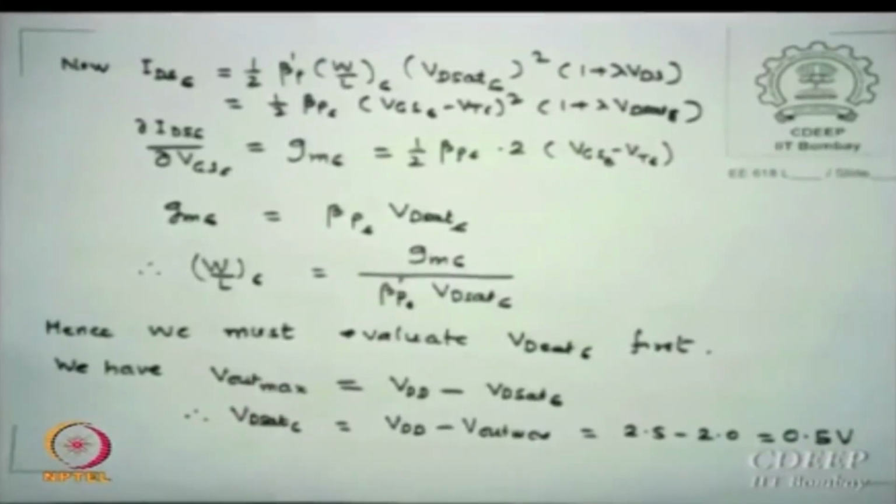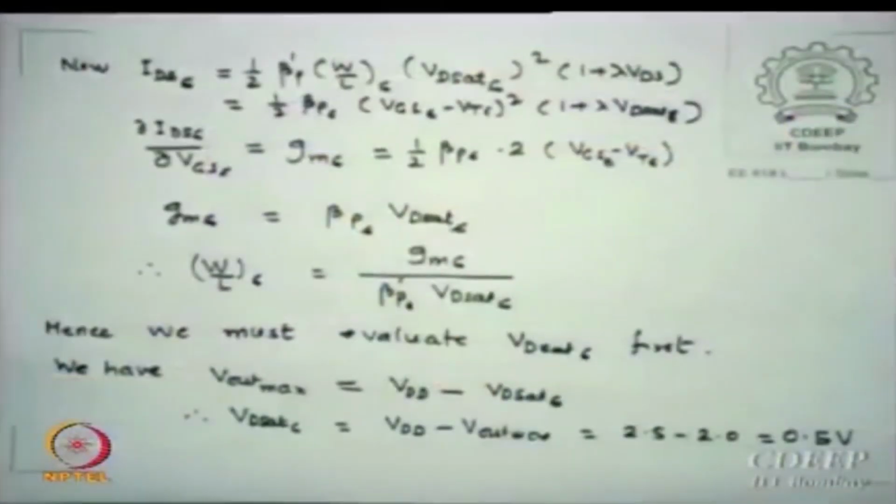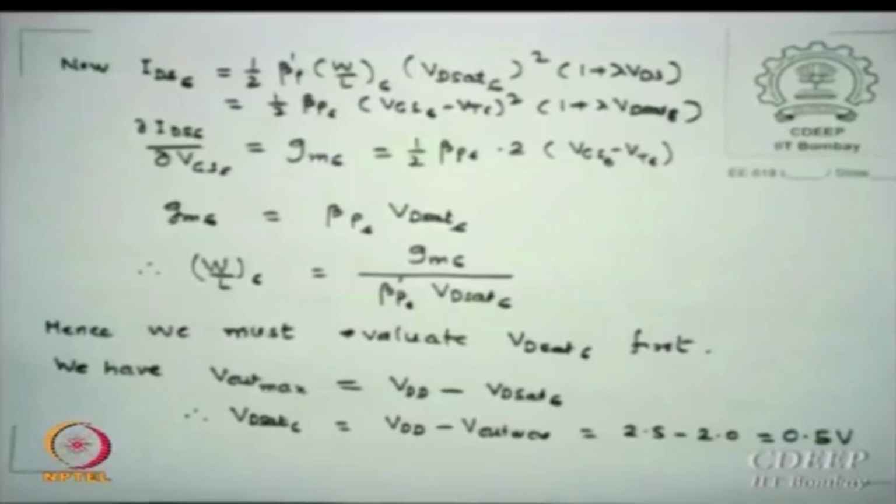From where to where did we go? Because one expression did not show it, what other data is given can be obtained from there. That's the trick in design. Is it clear? Once I get VD sat 6, then I know V out max is VDD minus that. So I actually evaluate, V out max is given to me as 2 volt. So I get VD sat 6 as 0.5 volt.